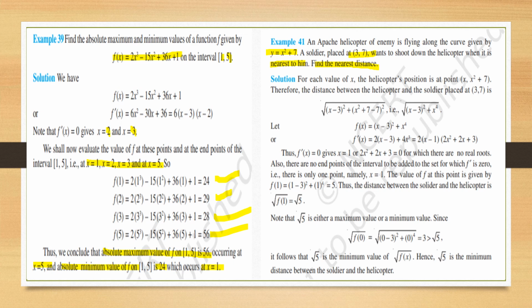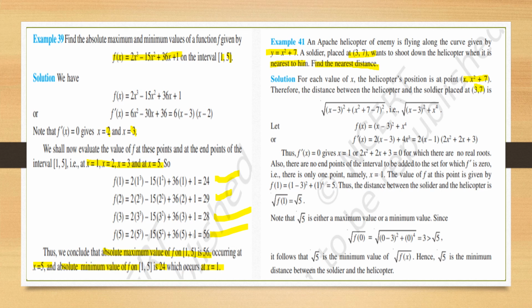For each value of x, the helicopter attains a position at the point (x, x² + 7). That means when x is given, the y value is the coordinate of the point where it attains a position. The position graph or curve is (x, x² + 7). Okay, so now the distance between the helicopter and the soldier.